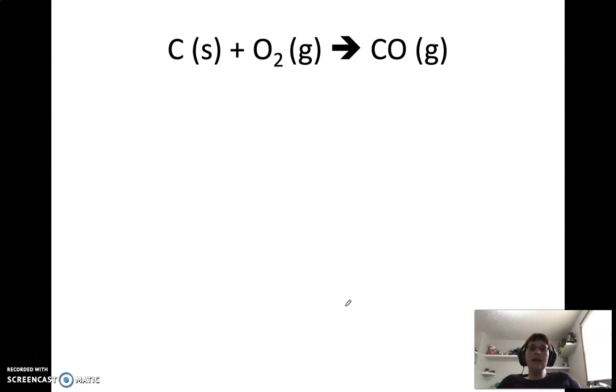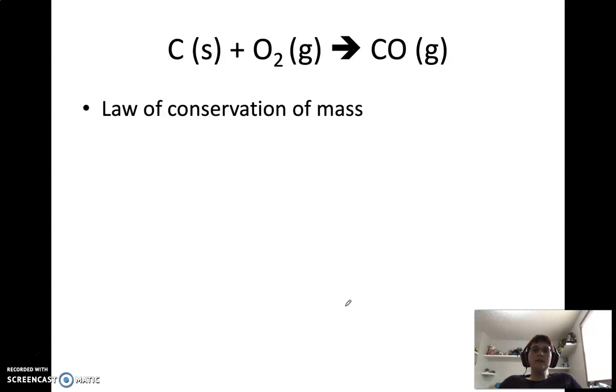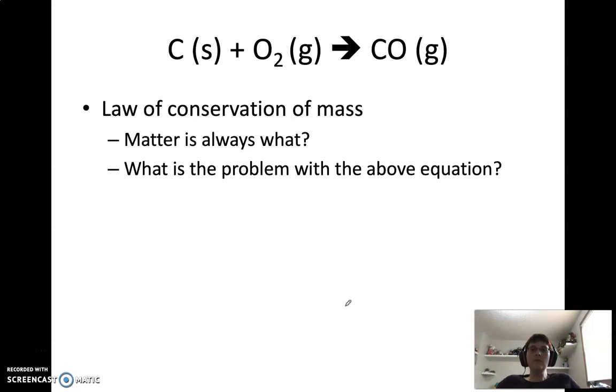All right, so let's take a closer look at our chemical equation here, because we need to talk about the law of conservation of mass. It's been a little while since we looked at this law, but it's back. So what does the law of conservation of mass say? Matter is always conserved, right? So what is the problem with the above equation? Because if matter is conserved, that means that matter can't be created or destroyed, right? It just is transferred.